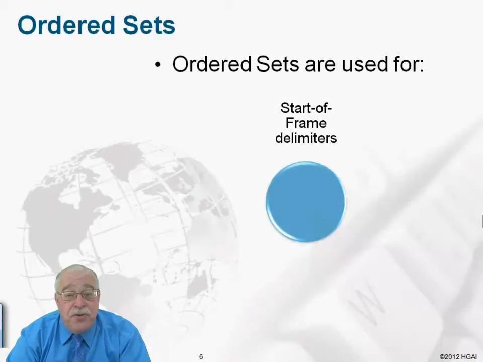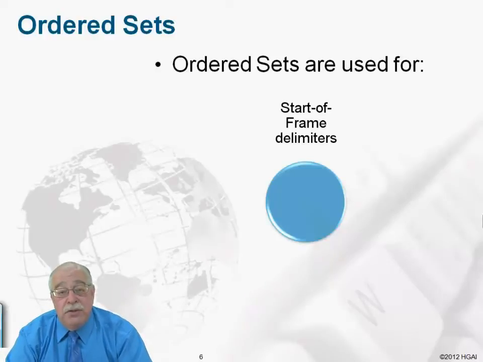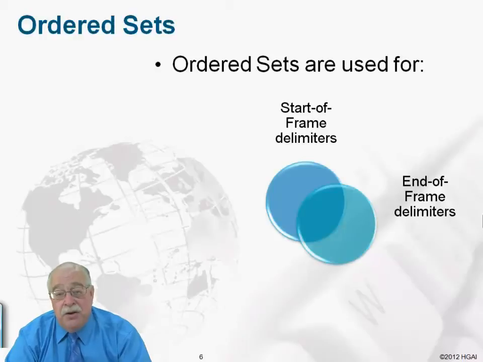Ordered sets are used for different things. For example, a start of frame delimiter. The start of frame delimiter is a signal, or ordered set, that tells the receive side that he's about to see the contents of a frame coming in next. Better get ready to buffer that information so that you can decide what to do with that frame. We also have end of frame delimiters. Here's the end of frame. You've already received the CRC, the cyclical redundancy check, and we're at the end of the frame.